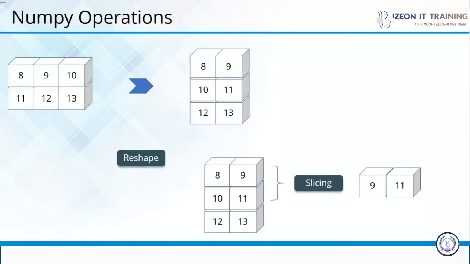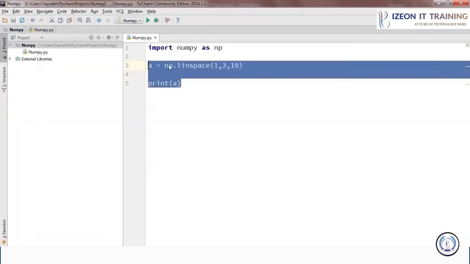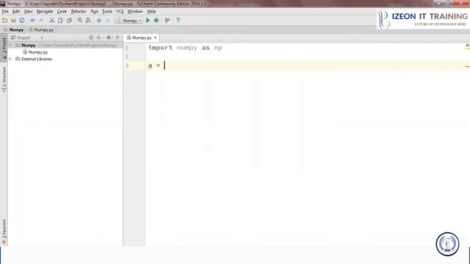So we saw how to perform reshaping and slicing. Now let us see what are the other operations. So we are now going to find out the minimum, maximum as well as the sum of our numpy arrays. So let us go ahead and execute that practically. Let me remove all of this, and now I'm going to define one more numpy array, np.array, and I want elements in it, say 1, 2, 3.